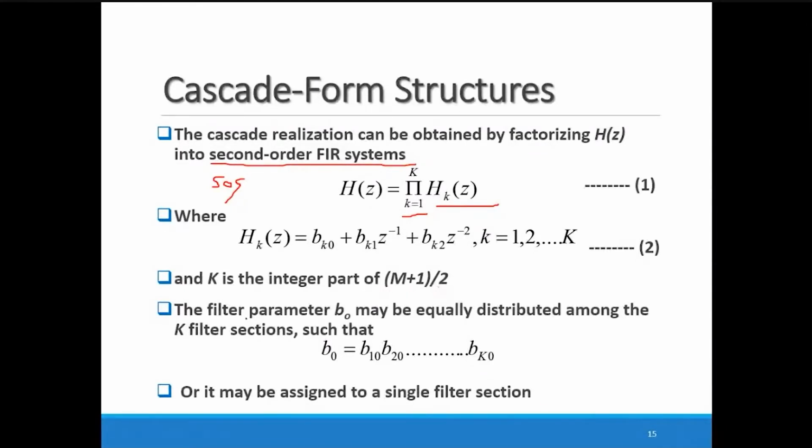The filter parameter b0 may be equally distributed among the K filter sections, so we get b10, b20, up to bK0, or it may be assigned to a single filter section. This is optional. Whatever the initial filter coefficient b0, or h0, you can either implement it directly or divide it among the K sections.